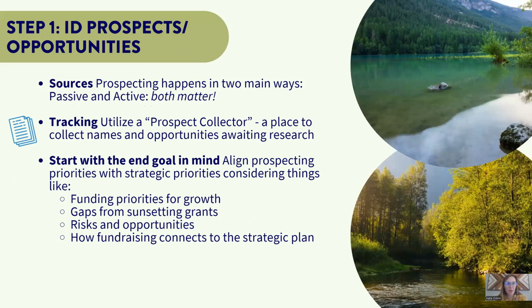So the first step of the prospecting phase is to identify prospects and opportunities. And first, a note on sources. So prospecting happens in a couple ways. First, passive. So your names come to you through board members, staff, peers, email alerts, or active. So you're out there researching and actively networking. Both of those are key. So you want your prospecting strategy, passive or active, to be intentional and to be well-rounded and to come from a variety of channels and sources.